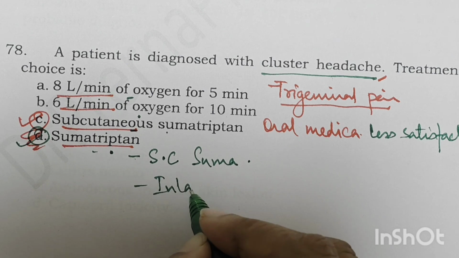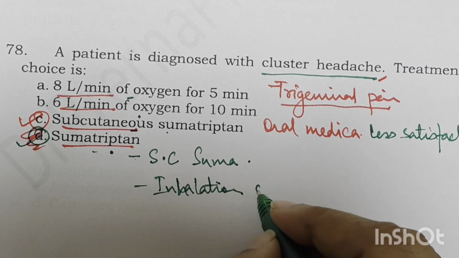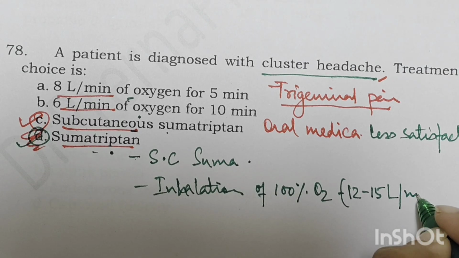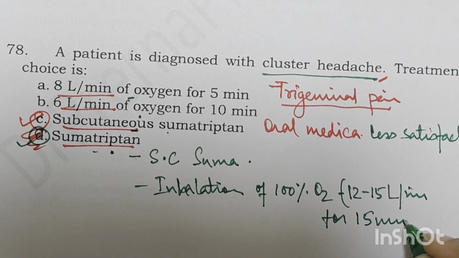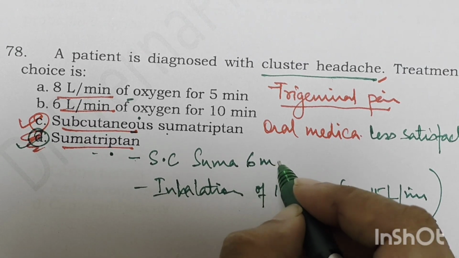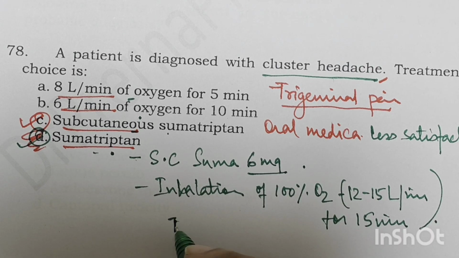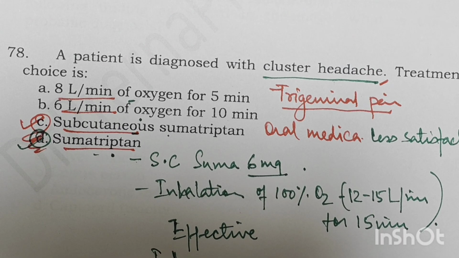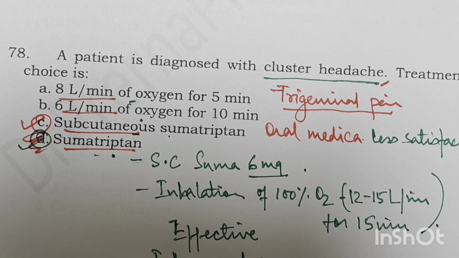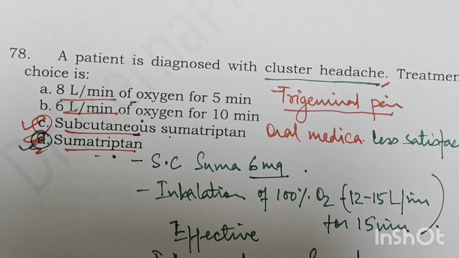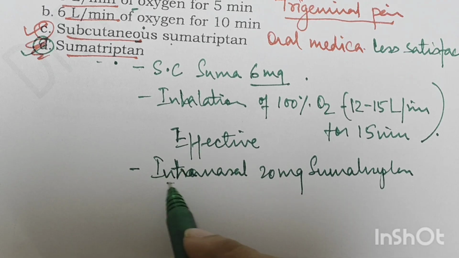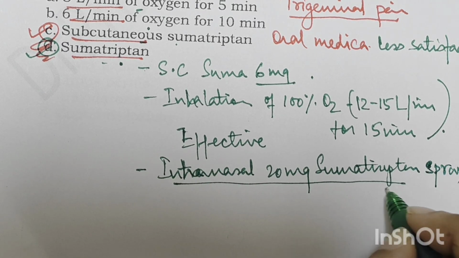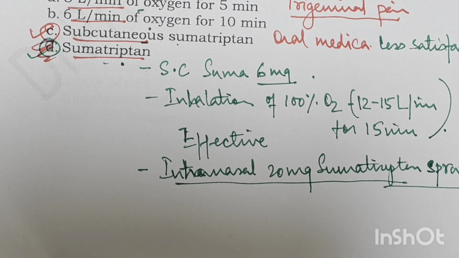or inhalation of 100% oxygen, that is 12 to 15 liters per minute for 15 minutes. So this subcutaneous sumatriptan is 6 milligram. They are found to be effective. Another way is also inhalational, that is intranasal. 20 milligram sumatriptan can be given by nasal spray. So that is also found to be very effective. So this is the answer in this case.